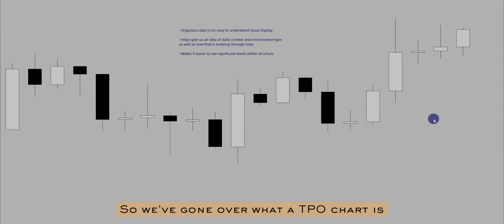All right, so we've gone over what a TPO chart is. We've covered what a TPO chart is, how it's constructed, the things that we are going to be looking at and using moving forward. Now let's talk about why. So why would we use a TPO chart? Why would we use a time price opportunity chart or market profile or a tool like this to begin with?